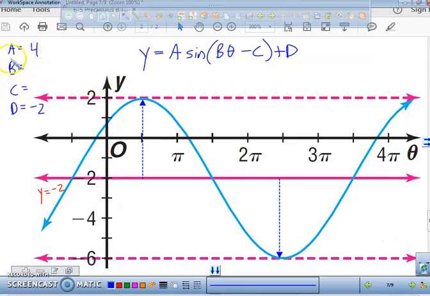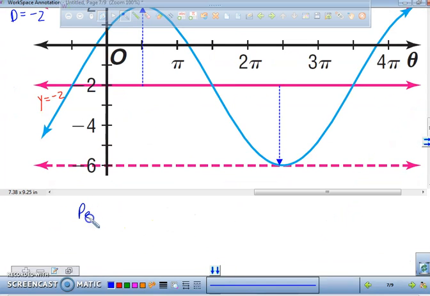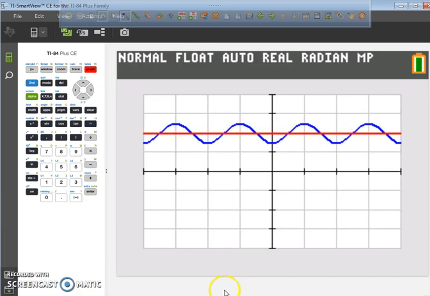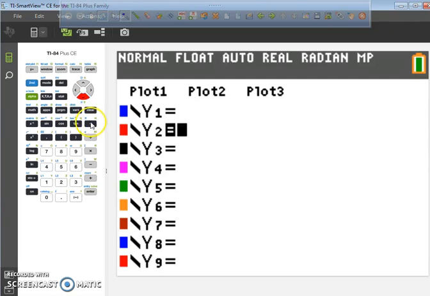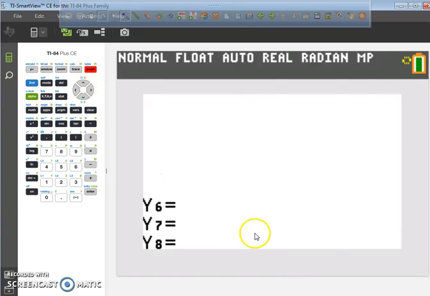Now, the b value deals specifically with the period of the function. What's the formula for the period of a sine or a cosine function? That's right, 2 pi over b. Now, we've got to figure out what the period is. So right here, I'm going to clear this out, and I'm just going to graph sine of x. Just look at it. Hit graph.